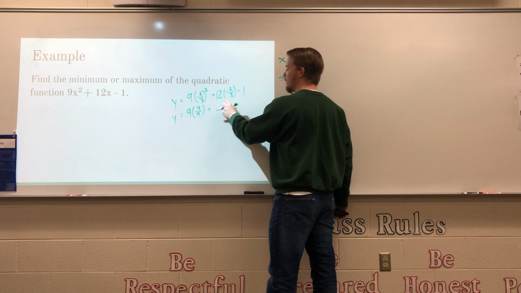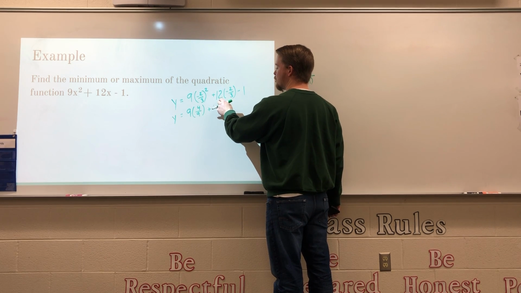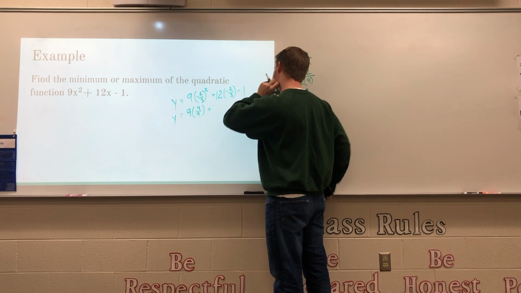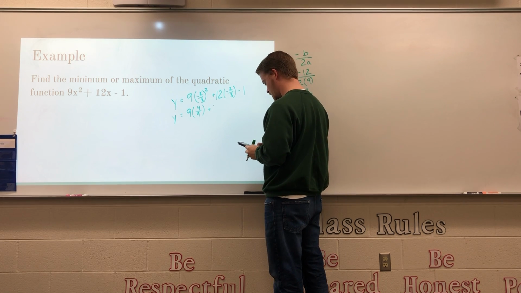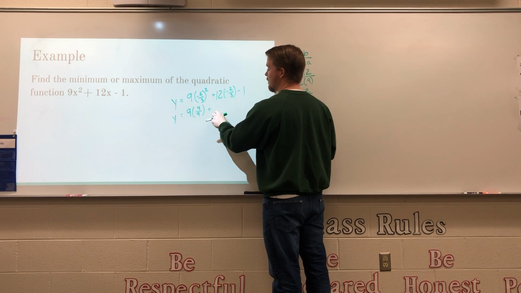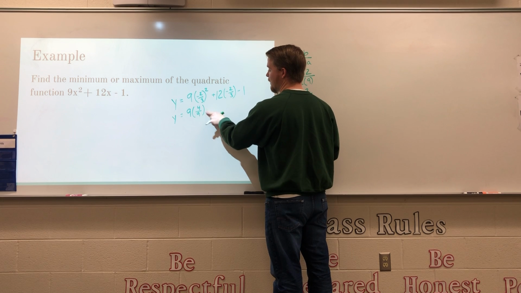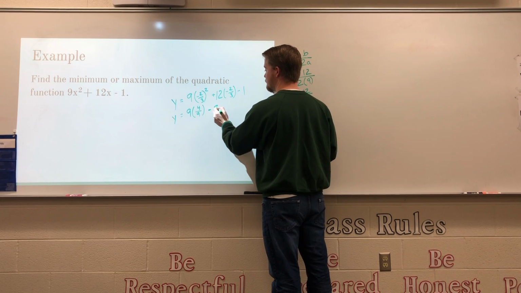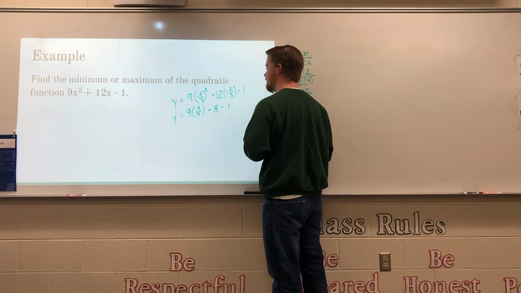Plus, here we can multiply these out. 12 times negative 2 over 3 should give us negative 8. Let me make sure that's correct. Yep, negative 8. Which, if it's negative 8, that could just change to minus 8. And then bring down the minus 1.